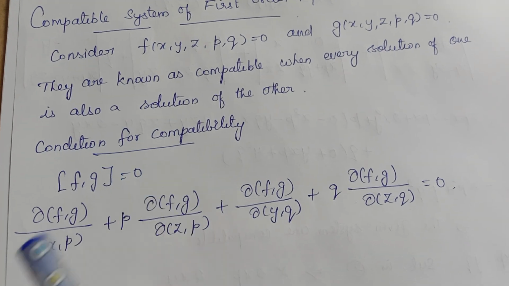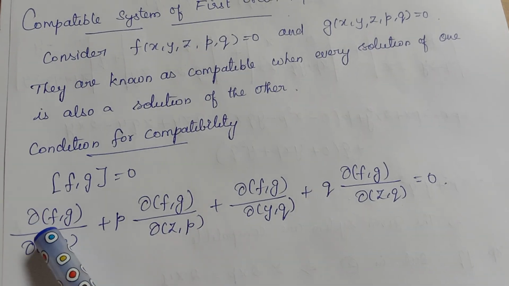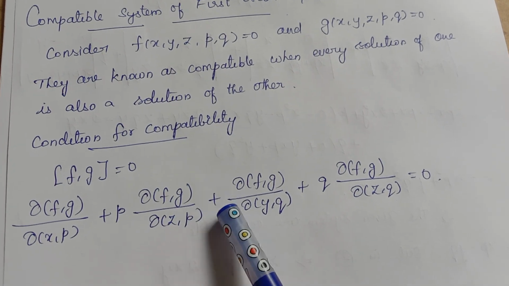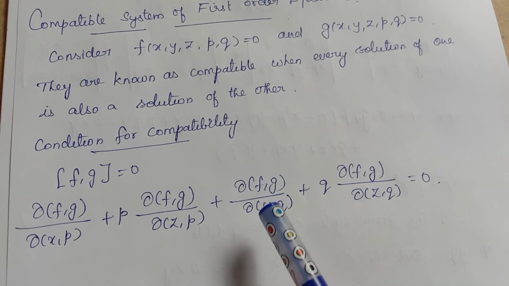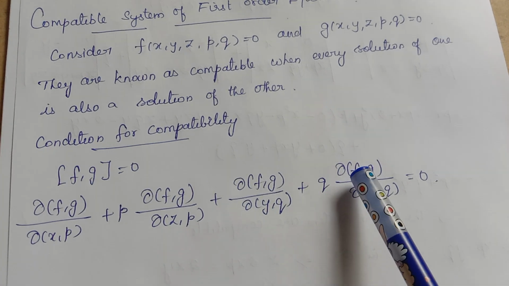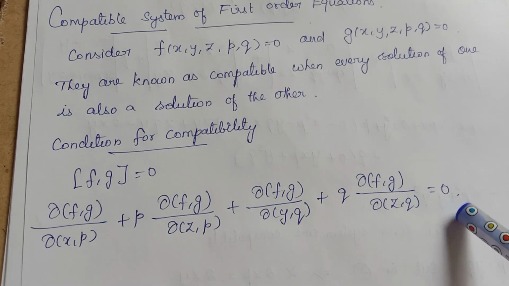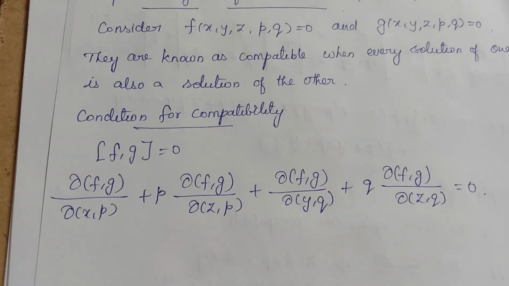Now the condition for checking the compatibility is the Jacobian of f, g, we say it as box of fg, equal to 0. That is, Jacobian of fg with respect to xp, plus p into Jacobian of fg with respect to zp, plus Jacobian of fg with respect to yq, plus q into Jacobian of fg with respect to zq, equal to 0. If this comes as 0, then the system is said to be compatible. We will do one problem for this.